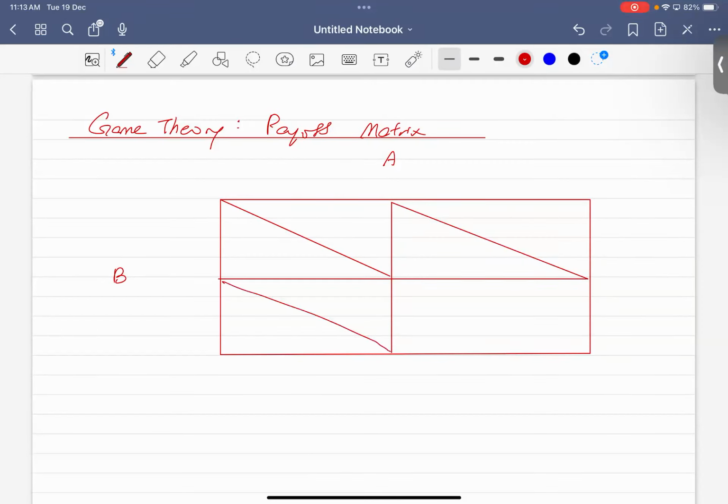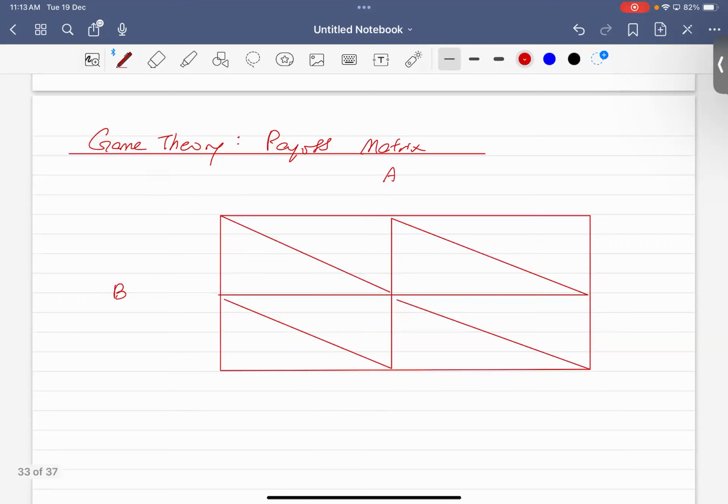So now I want to show the payoff matrix, the outcomes from their decisions. Let's say for person A, he can choose to either confess or remain silent. Same thing for person B as well. He can choose to confess or remain silent. So both of them are put in separate rooms.